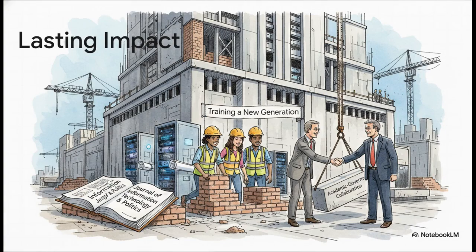So Shulman's journey from the farm press to pixels left a huge mark. He founded an academic journal, he built open source software, he trained a whole new generation of students, and he pioneered this model for how academics and government can actually work together. He helped lay the critical groundwork for this entire new field of science.